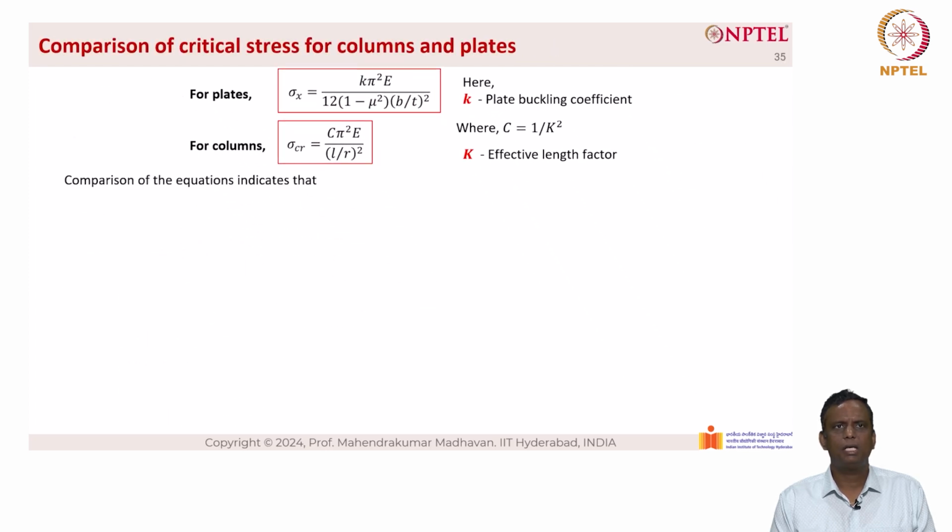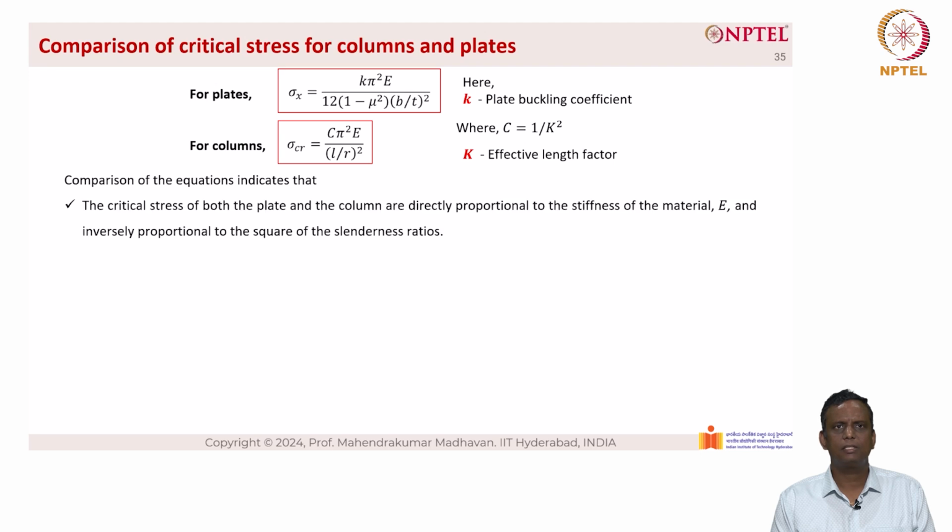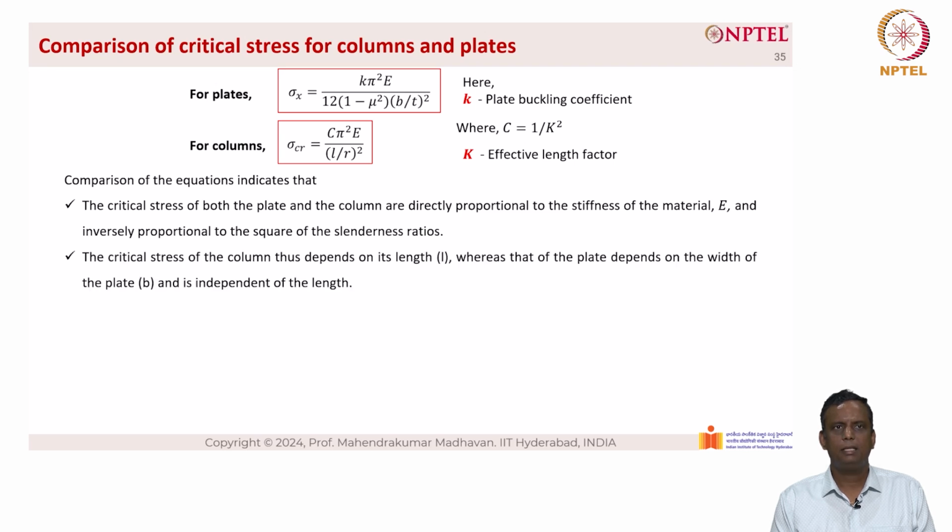The comparison of the equations indicates that the critical stress of both the plate and the column are directly proportional to the stiffness of the material E and inversely proportional to the square of the slenderness ratios. For a plate, the slenderness ratio is defined as b by t, and for a column, the slenderness ratio is defined as L by r. The critical stress of a column thus depends on its length L, whereas that of the plate depends on the width of the plate b, and it is independent of the length.